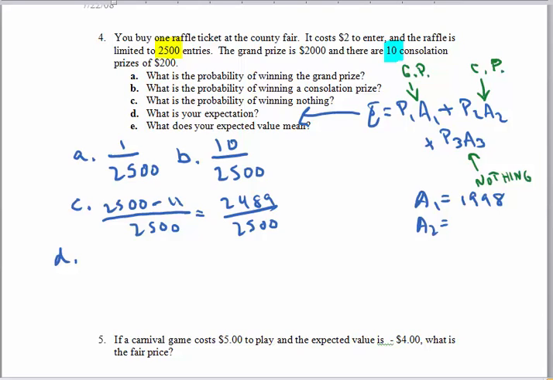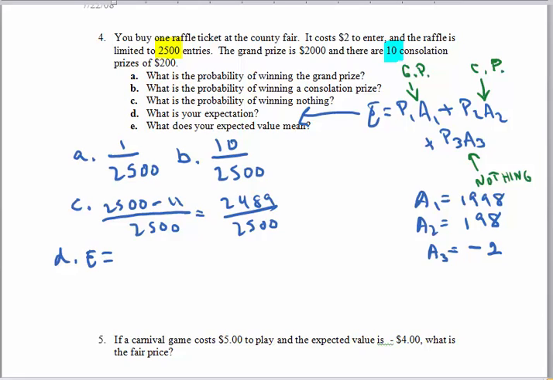And then the same thing you do with the consolation prize. If you win the consolation prize, you get $200, but you paid $2 to enter, so you really only get $198. And then, of course, A3, if you win nothing, well, you didn't really win nothing, you actually lost. You lost your entry fee, which was $2. So since you lost it, it's negative 2.